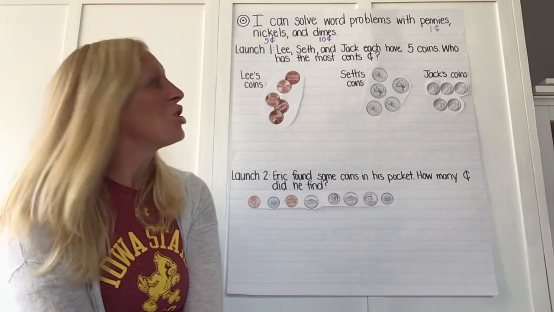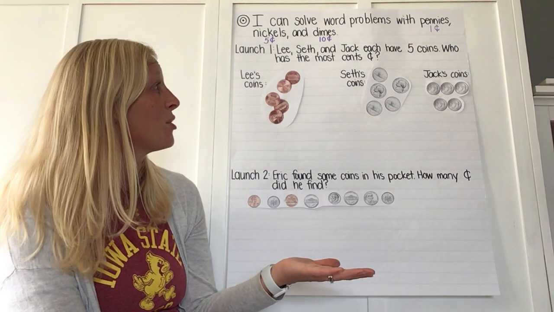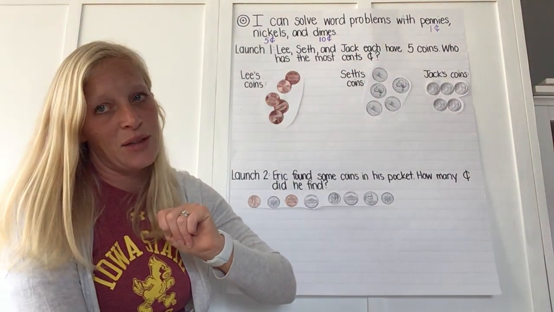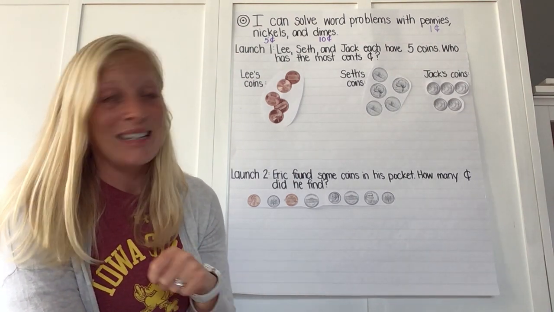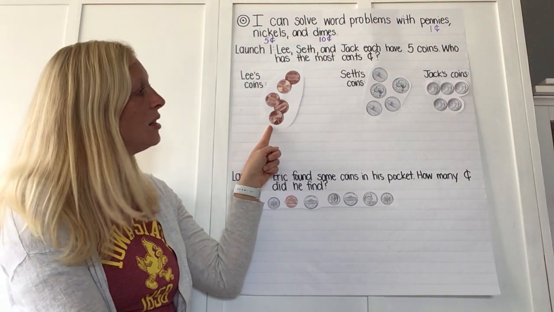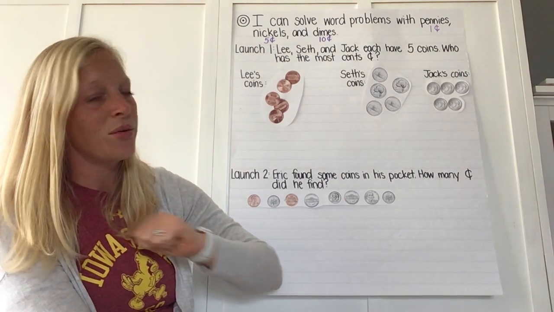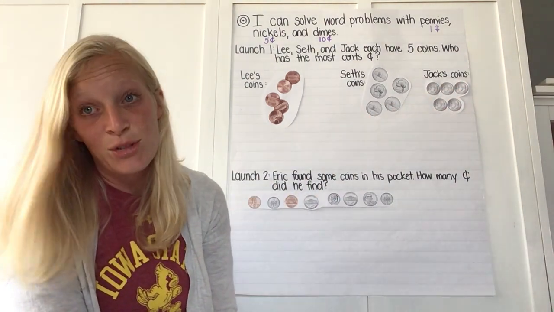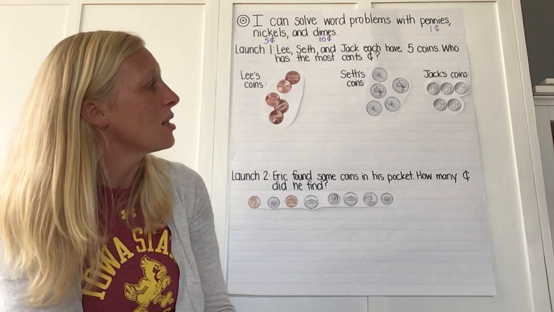Lee, Seth, and Jack each have 5 coins. Who has the most cents? And I put that word cents, but I also wrote that C with that line through it. Remember, we're going to be recording our money in cents today. So here's Lee's coins. He has 5 of these. Here's Seth's coins. He has 5 of those. And then here's Jack's coins. He has 5 of that coin. Talk to me. Who has the most cents?